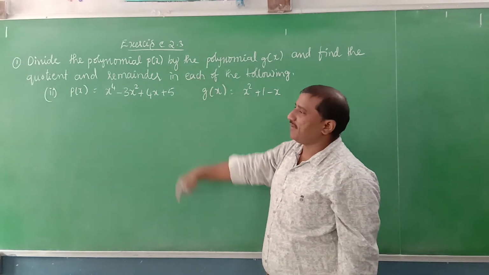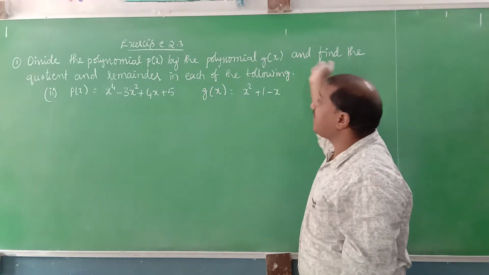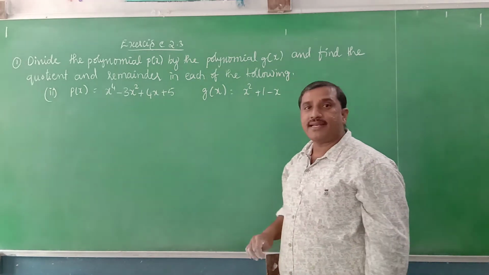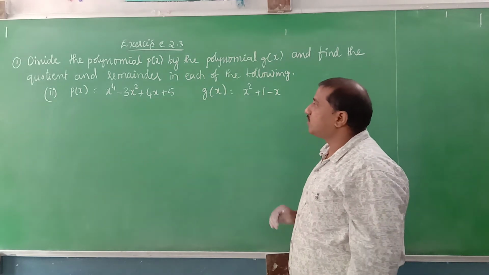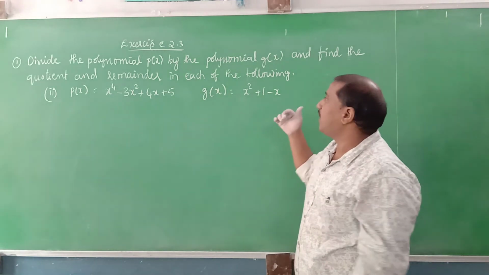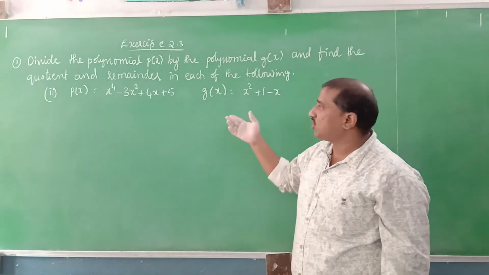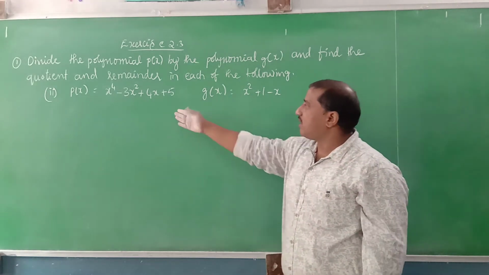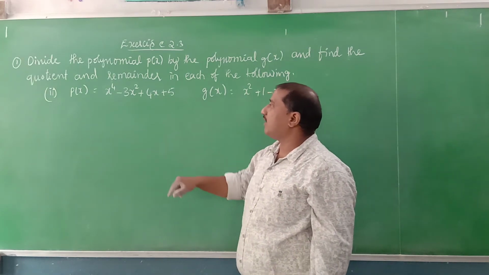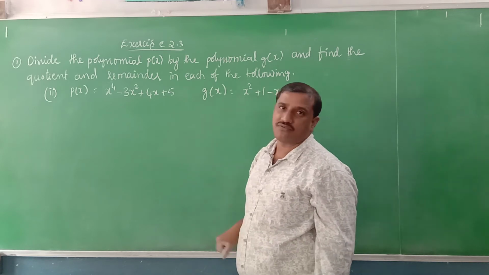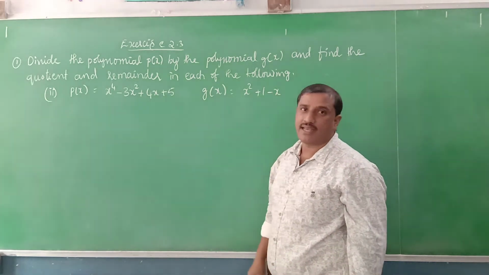Divide the polynomial p of x by the polynomial g of x and find the quotient and remainder in each of the following. So the second bit: division of polynomial p of x by the polynomial g of x. We need to find the quotient and remainder. So p of x is equal to x to the power of 4 minus 3x square plus 4x plus 5. g of x is x square plus 1 minus x.